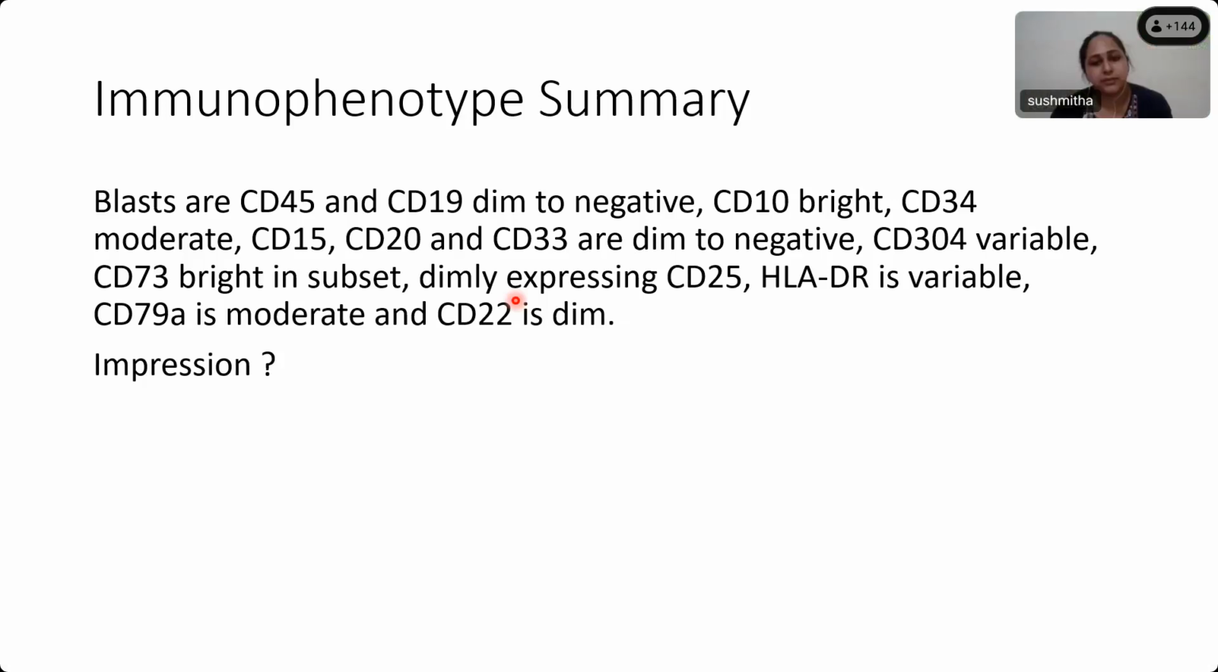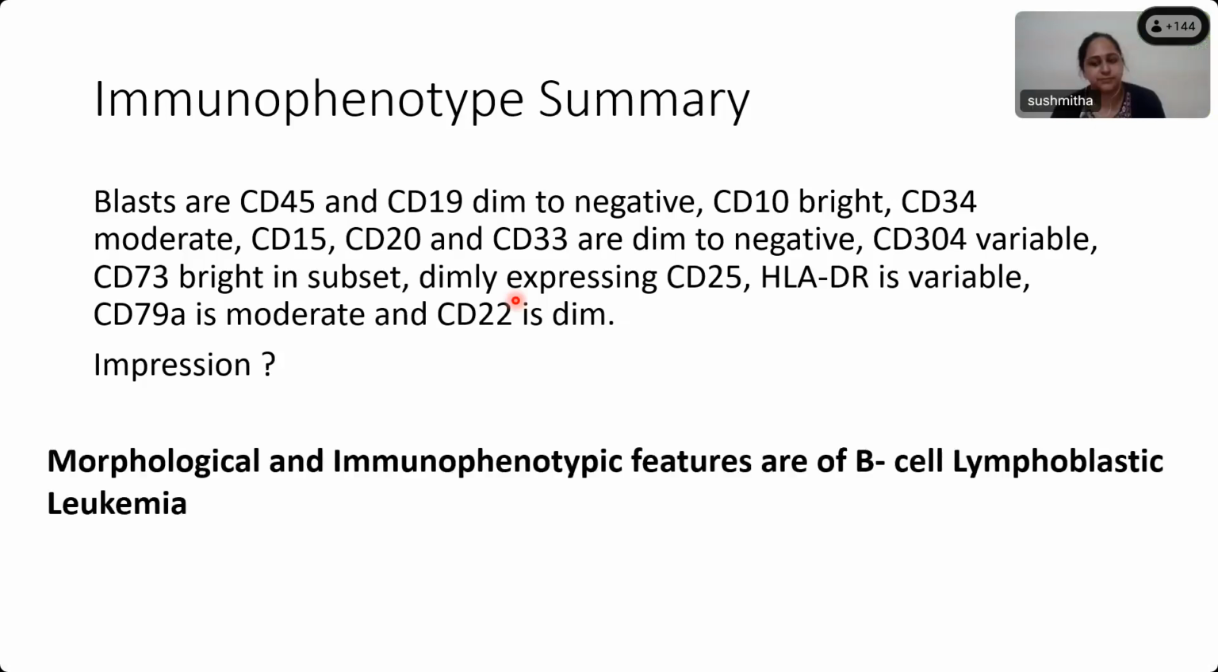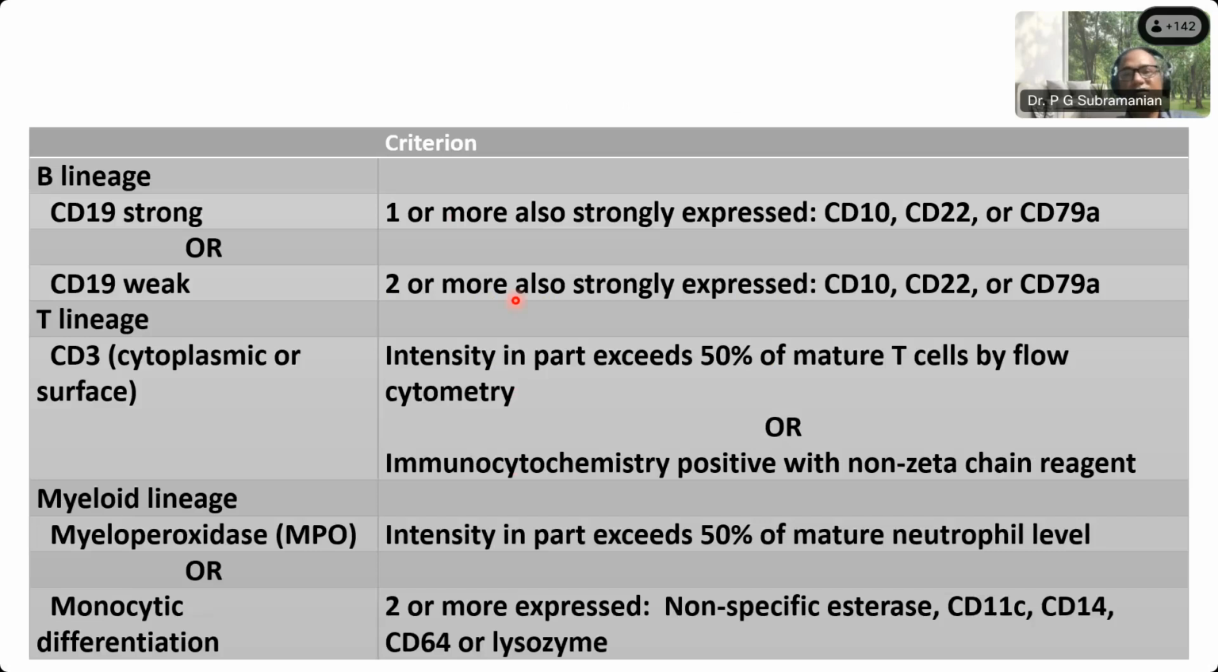I'm not very sure, because I think the subsequent slides have the criteria there. So we'll just go at it. Sure. Okay. So the morphological and immunophenotypic features are of B-cell lymphoblastic leukemia. So this is where the criteria comes.